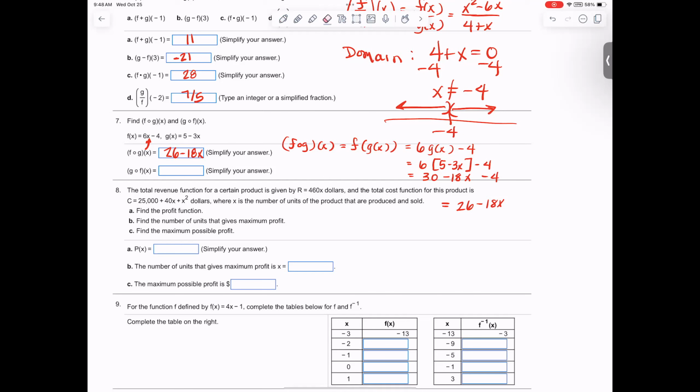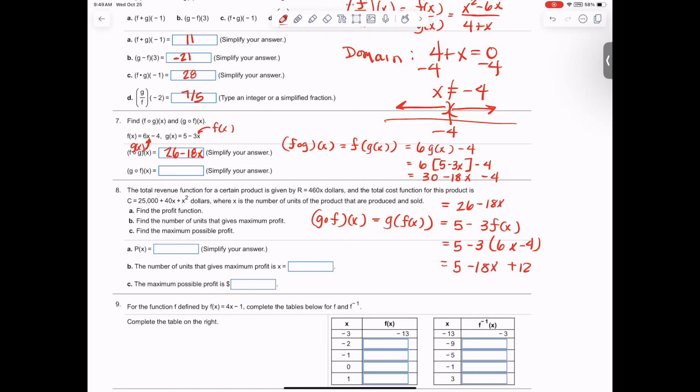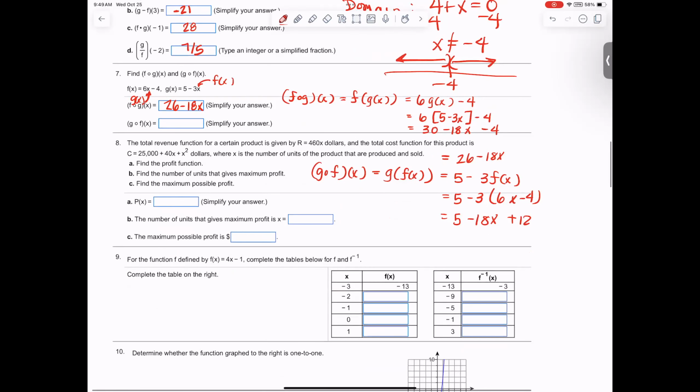Okay, then we're going to find G composed with F of X, which means to evaluate the function G at F of X. So in G, where there's an X, we're going to replace that with F of X. So we have 5 minus 3 times F of X. 5 minus 3 times 6x minus 4. 5 minus 18x plus 12. We're distributing a minus 3 across those two terms inside parentheses. So it's 17 minus 18x.